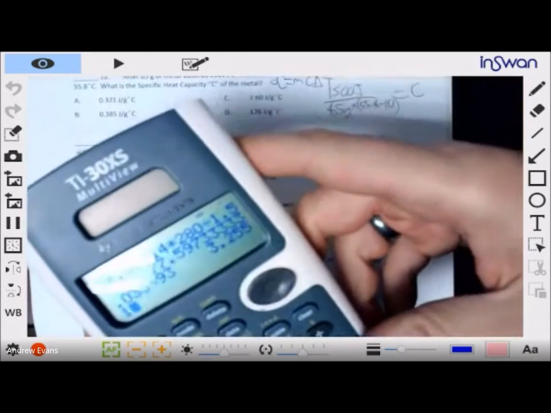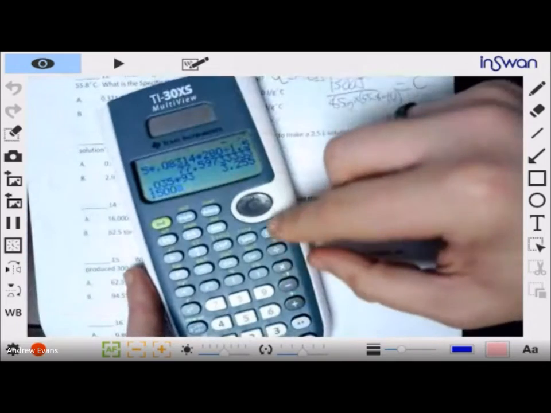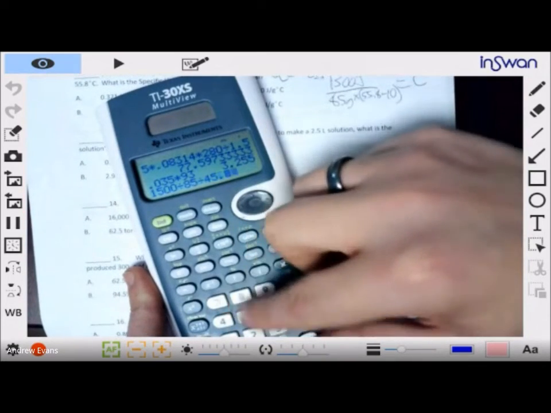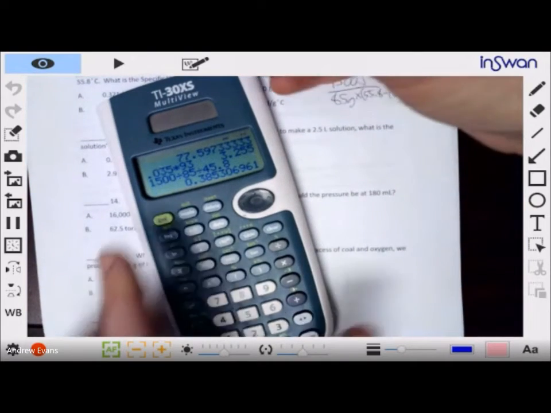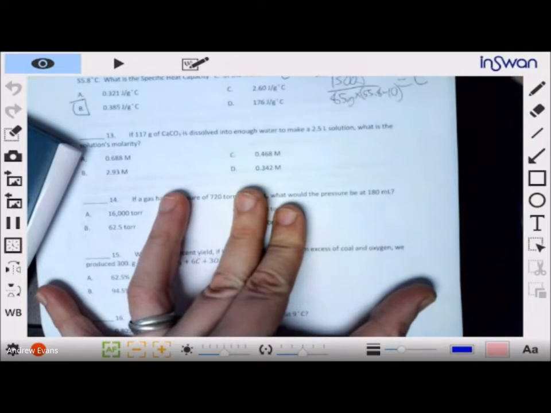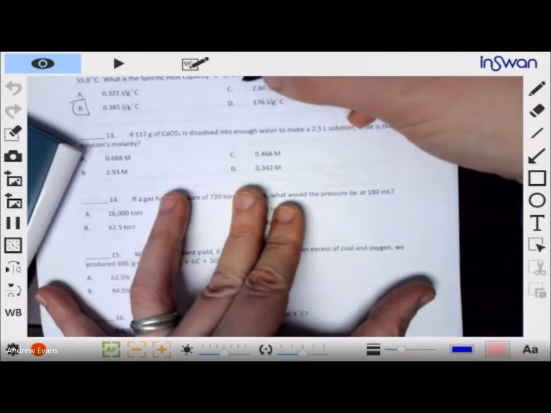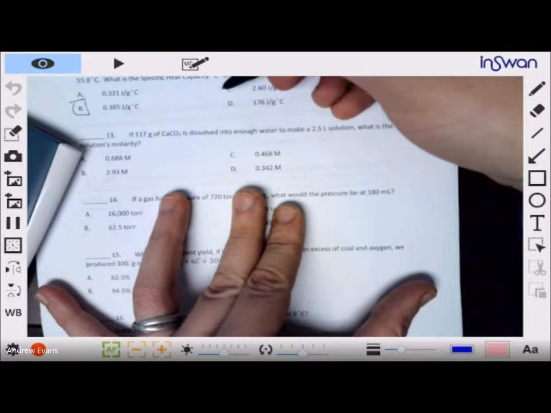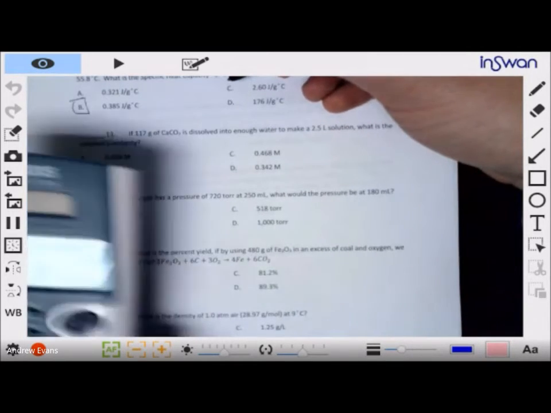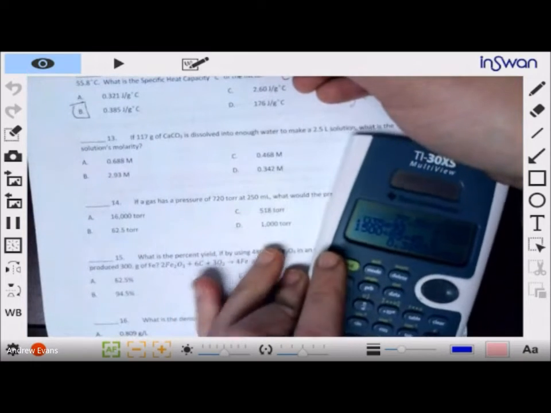So 1500 divided by 85 divided by 45.8 gives you 0.385. So answer B. Once again, metals typically have a heat capacity of lower than 1. So A and B are probably the best answers. But B is the correct answer.